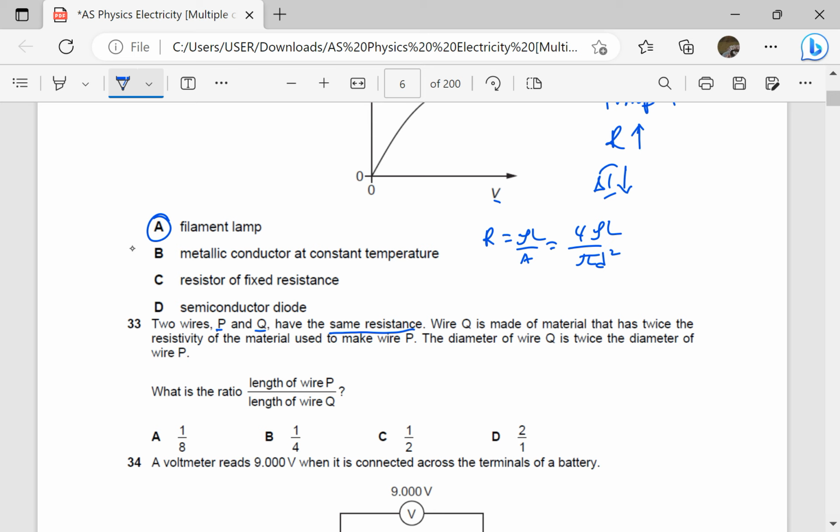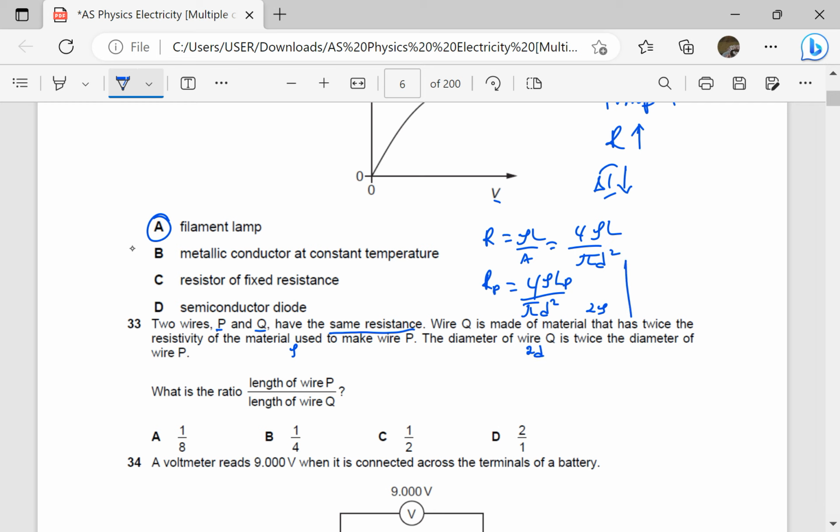Okay, so we are going to come up with equations. Resistance of wire P is going to be 4 rho length of wire P divided by pi d squared. Wire Q is made of a material that has twice the resistivity of the material used to make wire P, so for wire P it is rho, for wire Q it is twice rho. The diameter of wire Q is twice the diameter of wire P, so for wire P it is D, so this will be D squared, and for wire Q it is going to be twice D.